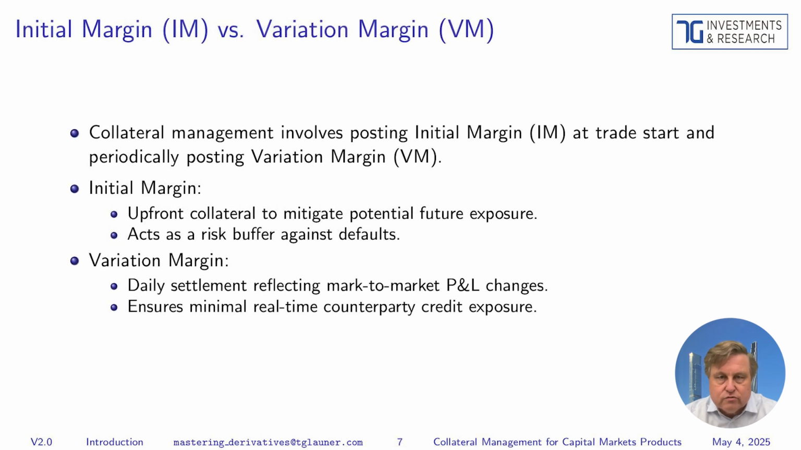Collateral management involves two key components: initial margin, IM, and variation margin, VM. IM is the collateral posted up front when a trade is initiated to cover potential future exposure and acts as a buffer against default scenarios. On the other hand, VM represents daily settlements that reflect changes in mark-to-market profit and loss, ensuring minimal ongoing credit exposure between counterparties.